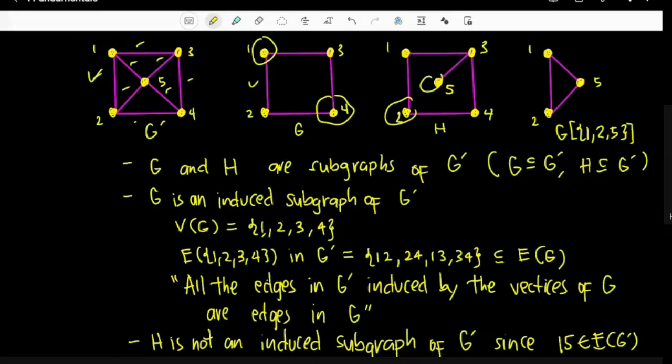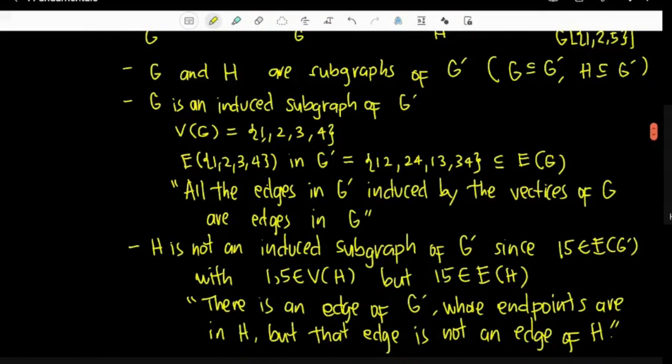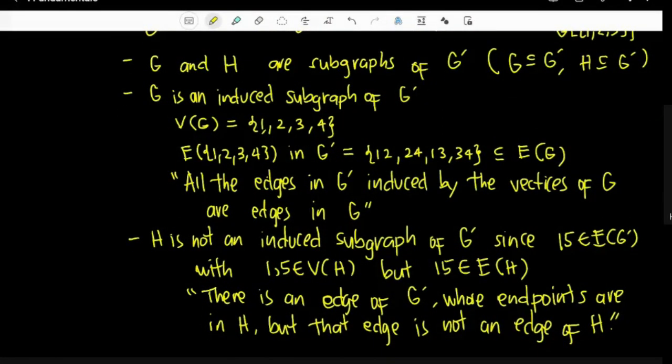So, H is not an induced subgraph of G prime since we can find two vertices in H that connect an edge in G prime but do not have an edge in H. There is an edge of G prime whose endpoints are in H, but that edge is not in H. That edge is not in H. Pero yung endpoints niya nasa H. Yung edge lang yung wala. So, kumbaga, kulang si H.